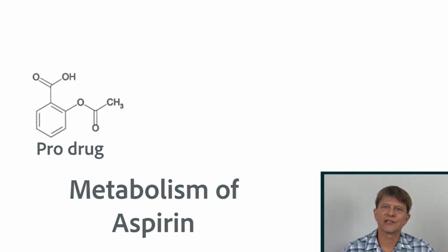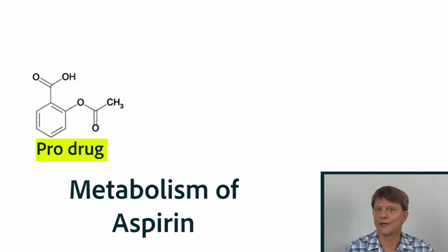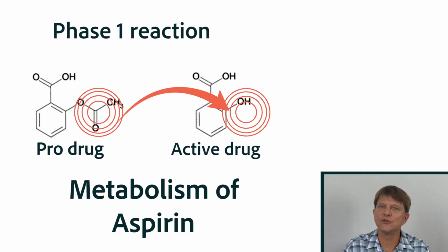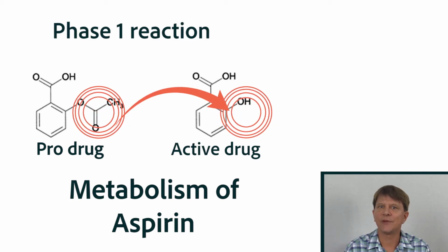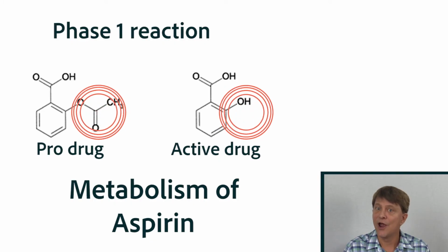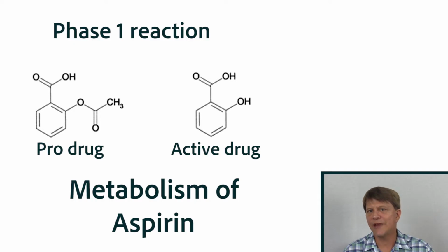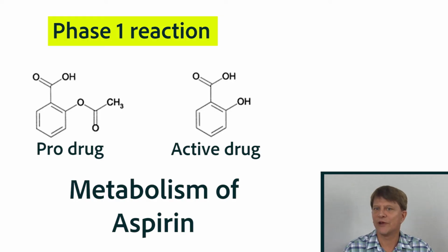To picture these reactions, let's take the example of aspirin. Aspirin is a prodrug. It's taken as acetylsalicylic acid. In the first pass, aspirin is going to be transformed into salicylic acid, and that happens mainly in the liver, but it also happens to some extent in the stomach and in the intestinal mucosa of the GIT. And that reaction is termed a phase 1 reaction.